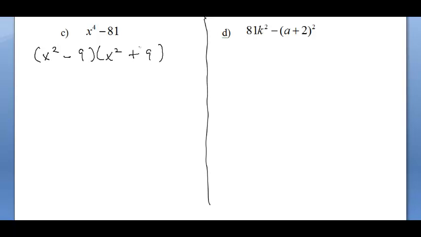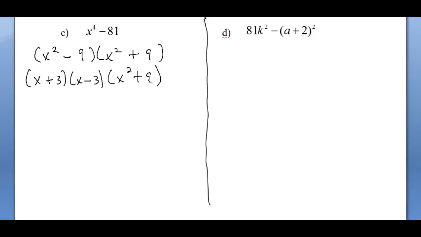Now we're not necessarily done, because if you notice in our first factor, the quantity x squared minus 9, this is a perfect square again. And the difference of two squares we're going to factor again as x plus 3, x minus 3. Now the second factor, that x squared plus 9, is not the difference of two squares because of the sign in the middle being plus. So we cannot factor that any further. So our final answer is the quantity x plus 3 times the quantity x minus 3 times the quantity x squared plus 9.